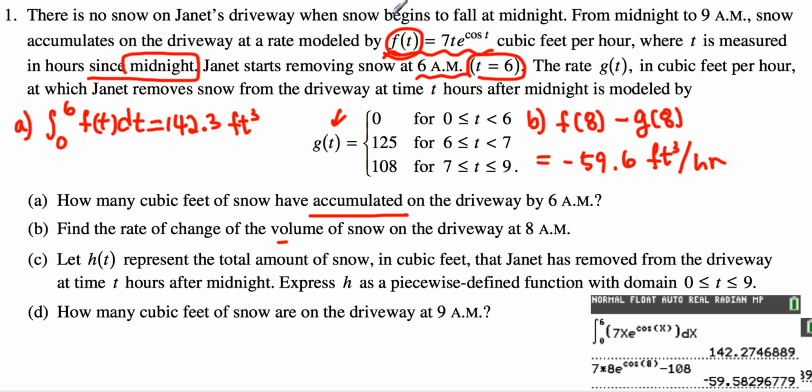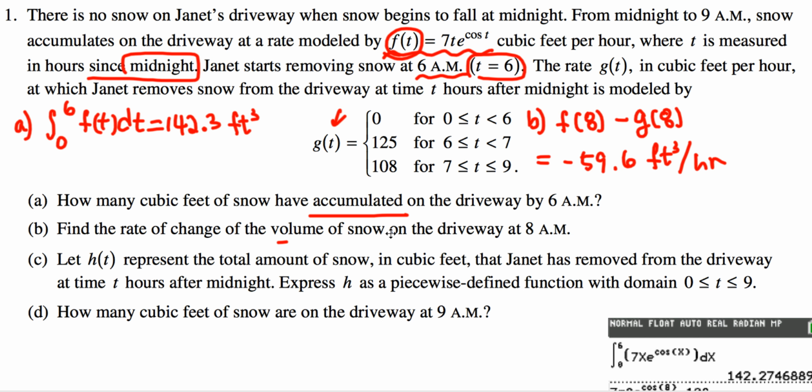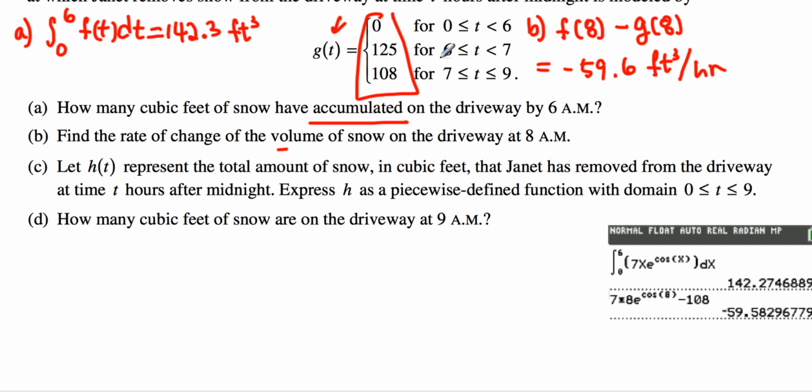All right, let's go for C together and see what happens. Now C is let h of t represent the total amount of snow in cubic feet that Janet has removed from the driveway at time t. So basically what we're looking for is this one, this rate, and h of t goes from 0 through 9. But notice that due to piecewise function here, we have to get another piecewise function. So let's try to look at C.